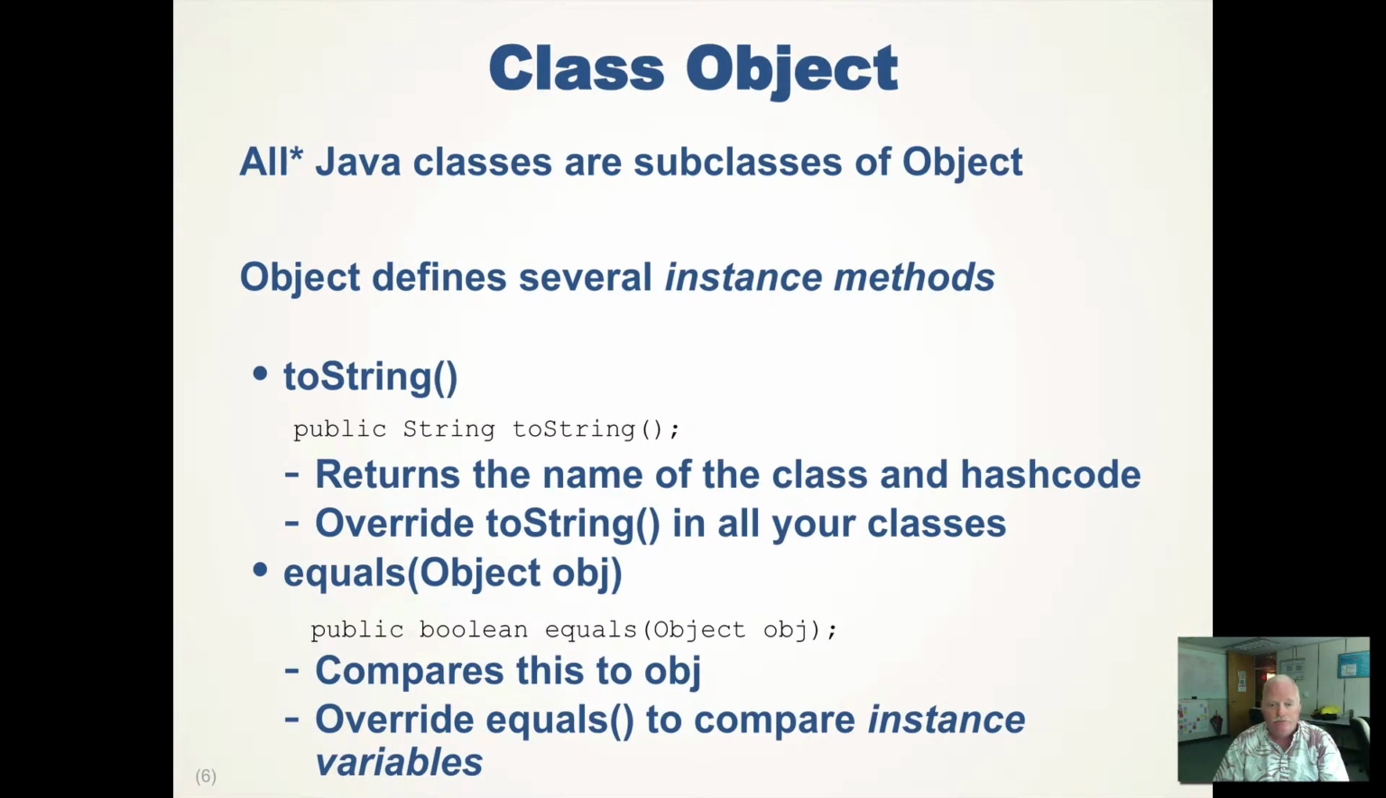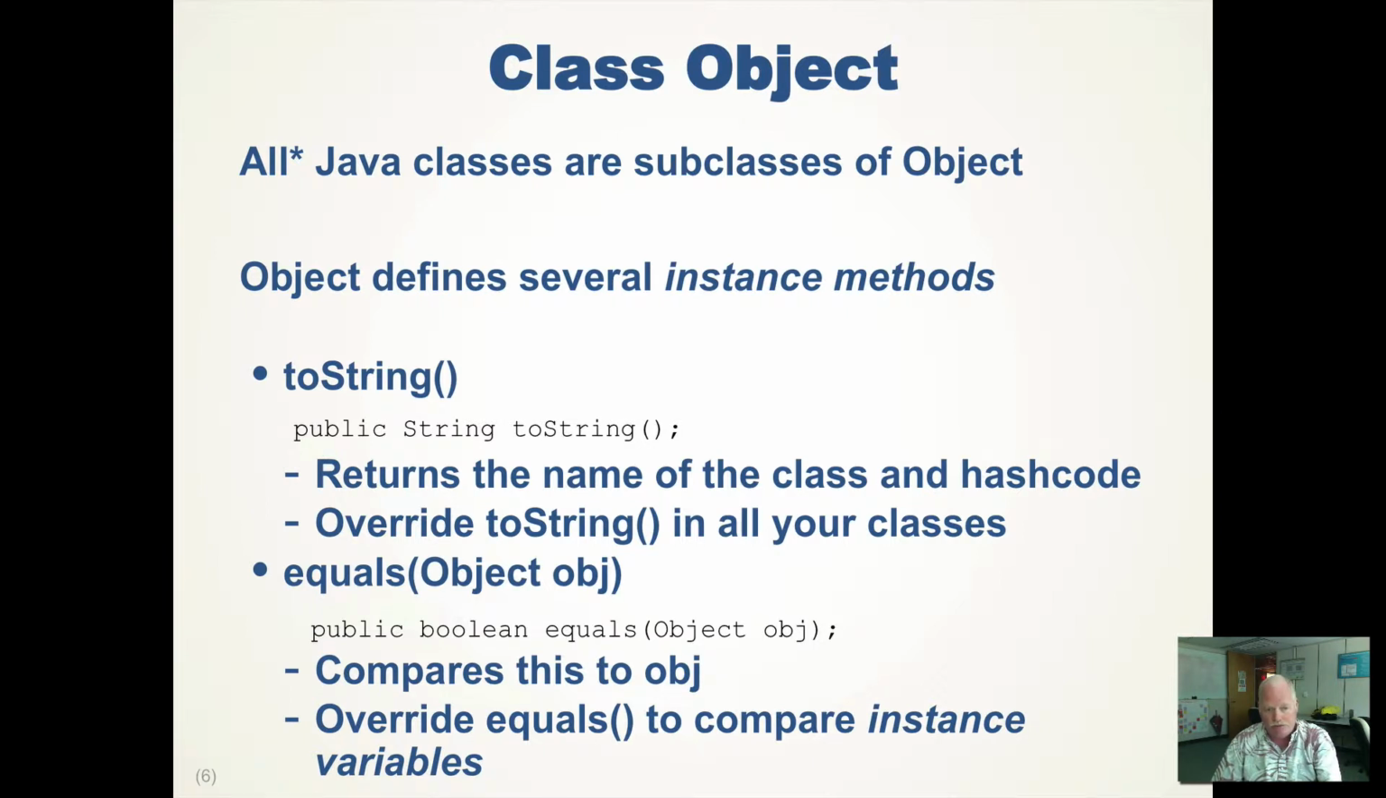In Java, and I mean this with an asterisk, classes are a subclass of Object, eventually through the inheritance hierarchy. The only class that isn't a subclass of Object is Object, because you can't be a subclass of yourself. Object itself defines several instance methods that are important for you to override, because Object knows very little. It actually is a very simple class.